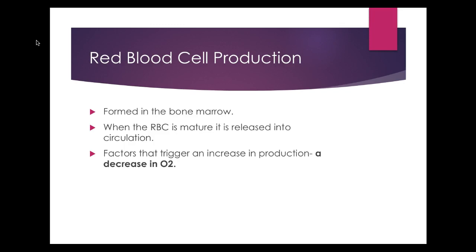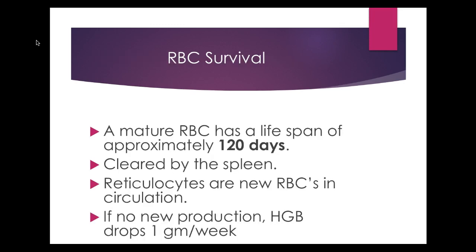So let's talk about red blood cell production, because that is where anemia stems from, the red blood cells. They're formed in the bone marrow. The RBC is matured. Remember, every 90 days they recycle. It's released into the circulation. Remember, oxygen, you do your pulse ox, that is what's carried on the part of the hemoglobin, which I'll show you. So it has a lifespan of 120 days. It's cleared by the spleen.